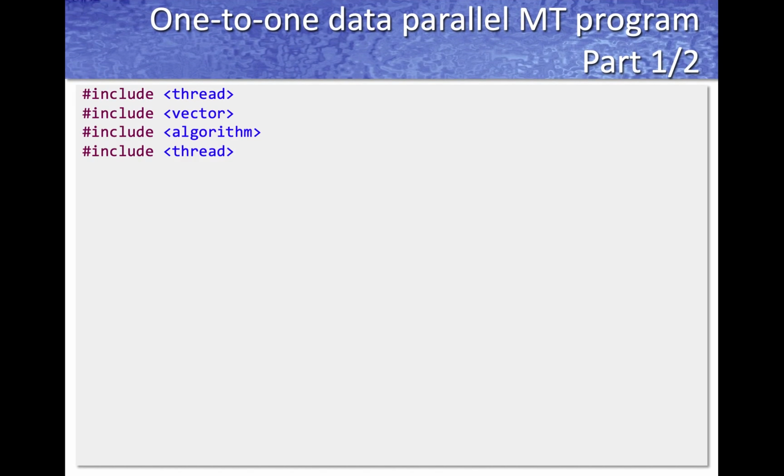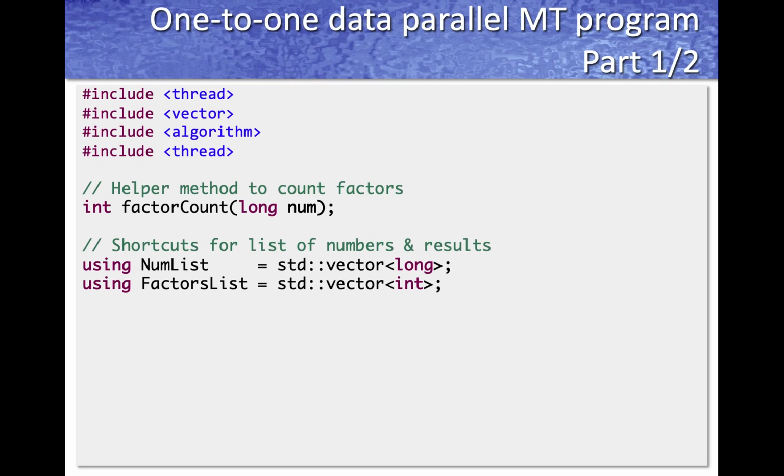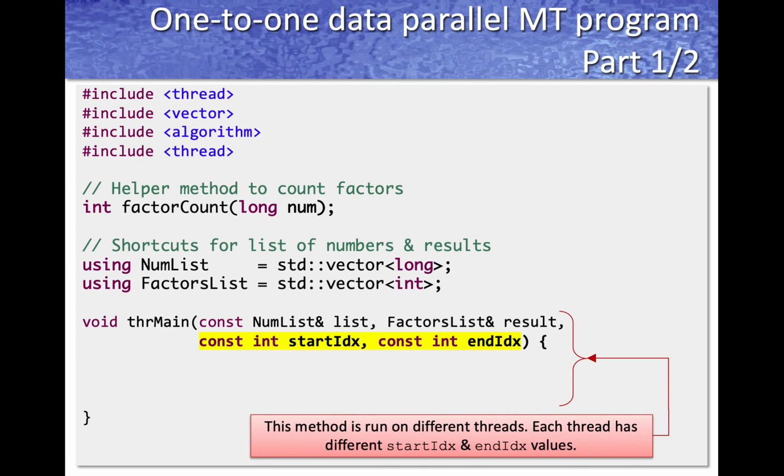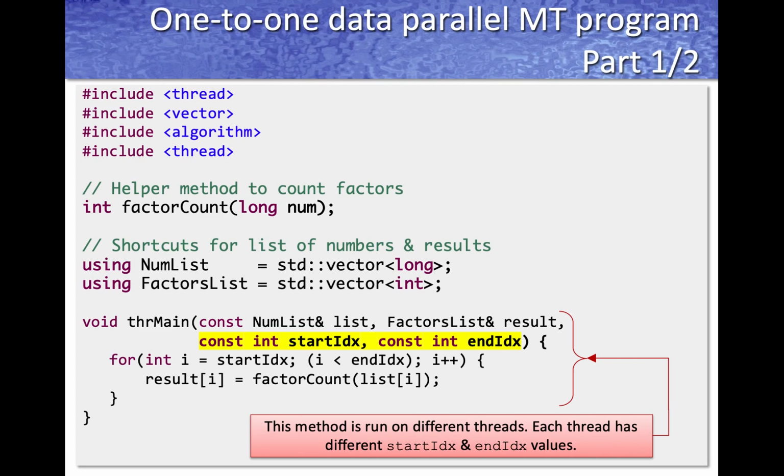Now let's look at how the source code for such an application will be set up. So we'll have the standard pound includes. We'll have a helper method that will help us do factor counting. And then we are going to have some shortcuts to refer to vectors of longs and integers. Here is our thread main method, which is going to take an input list of numbers that it needs to process, an output list of numbers and results, and the starting and ending index in the list. The same corresponding entries apply to the result vector as well. So it's going to iterate over the start and end index to compute the results. Keep in mind this method is going to run on different threads, and each thread will have its own starting and ending index that it's going to iterate on.